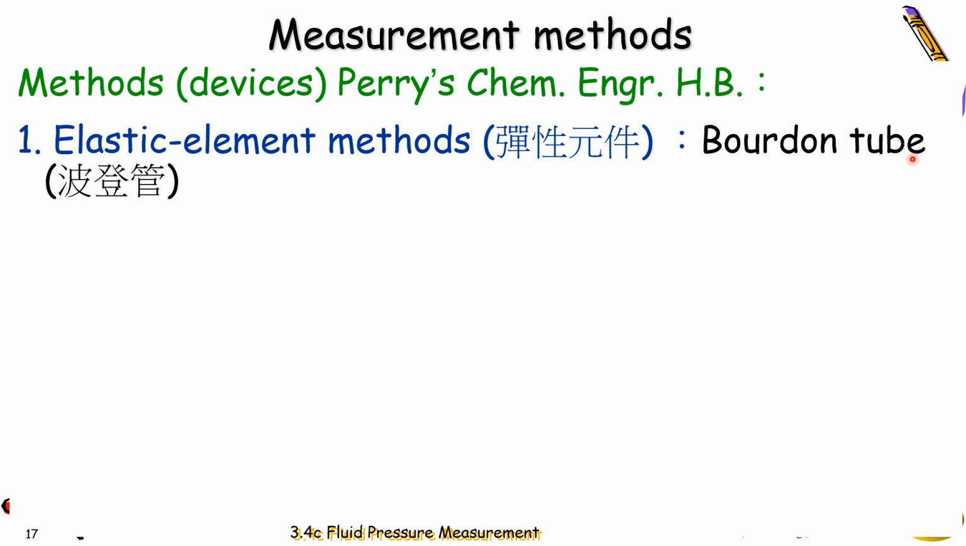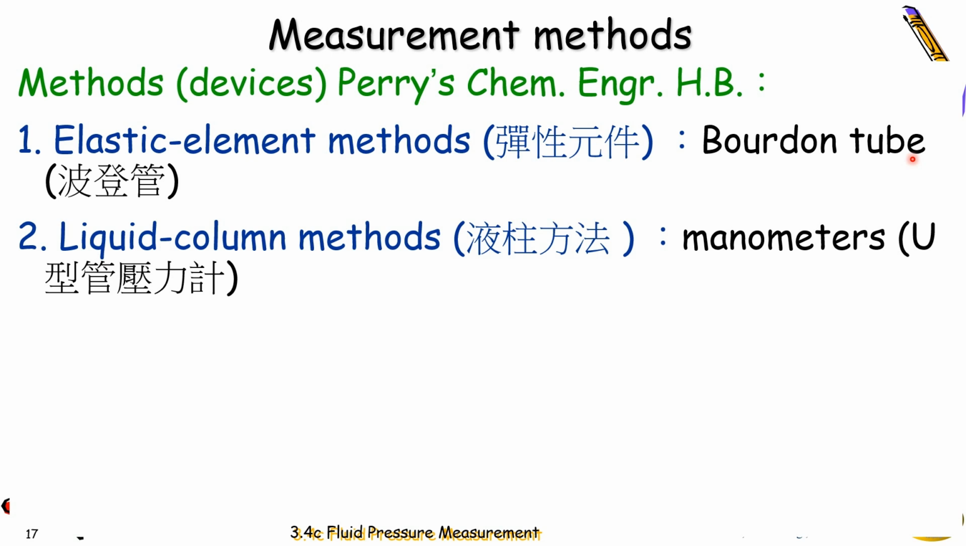Ladies and gentlemen, this question will definitely be in your midterm exam, so please remember this. Okay, this is called Bourdon gauge, or Bourdon tube. What is Bourdon tube? I'll tell you later. But what you learned when you were in high school or junior high, you learned this, right? Liquid column method. This is what we call manometer.